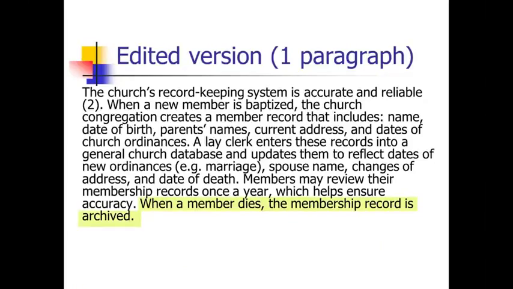Notice that the last sentence, I allowed that to be in the passive voice. So when a member dies, the membership record is archived. Notice there's no subject. I didn't bother to say it was the lay clerk who did the archiving or the council member, because I didn't think it was that important. So as I've alluded to before, in the method section where this was from, sometimes it's okay to have something in the passive voice when it doesn't really matter who did it, and when it's more important to just get across what was done. I think this is probably a good use of the passive voice here.